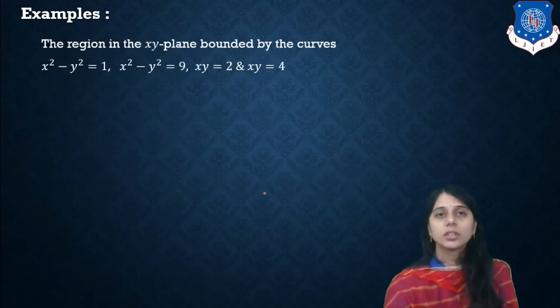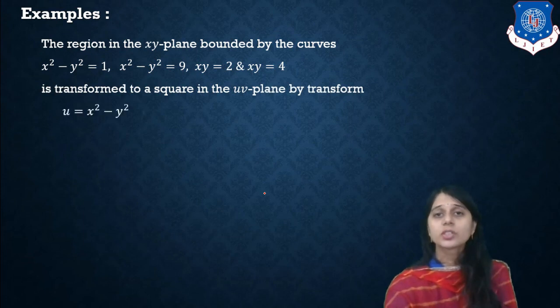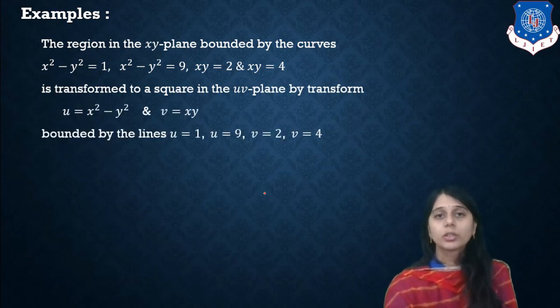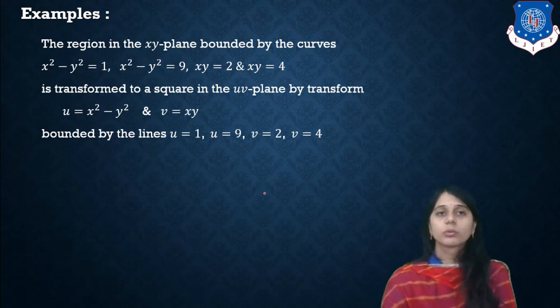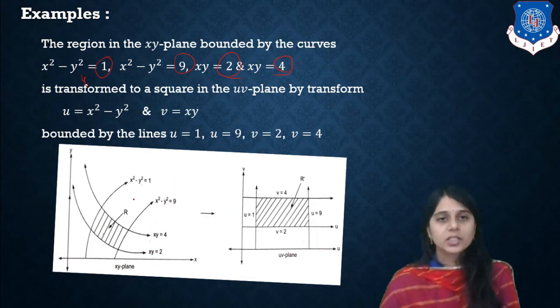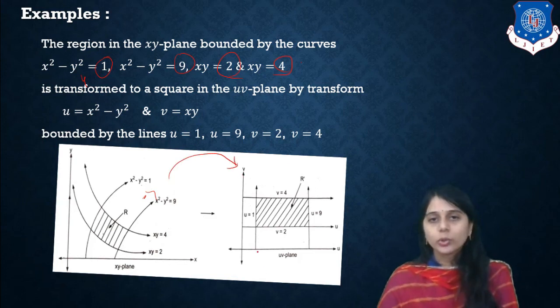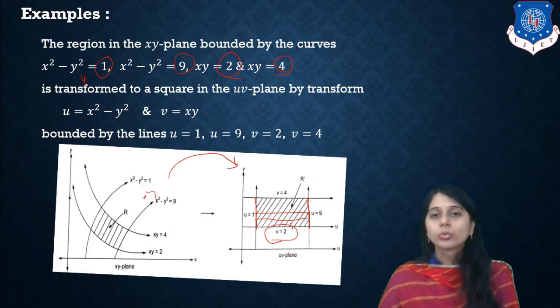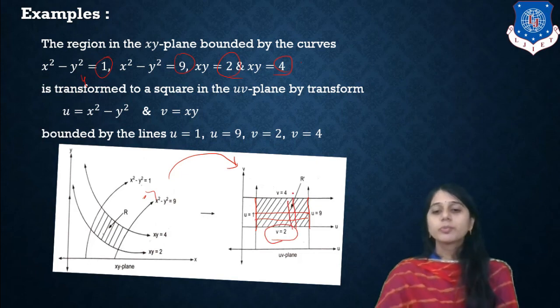Now put the values into the integration and transform into the UV plane. u equals 1, u equals 9, v equals 2, v equals 4. Because x square minus y square is u, the limit of u is 1 to 9 and the value of v is 2 to 4. The graph in the xy plane is quite difficult, so we convert into the UV plane. We get u equal to 1 to 9, which are your horizontal strips, and v equal to 2 to 4, which is your vertical strip.